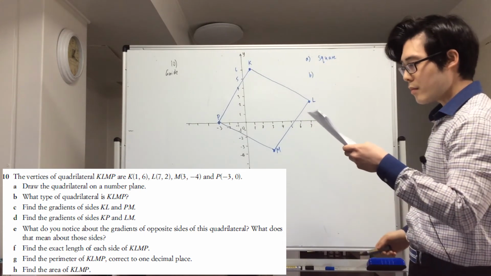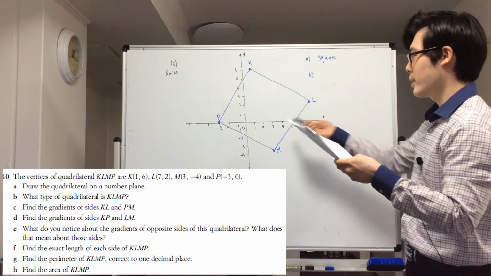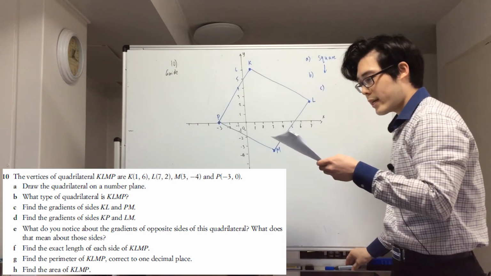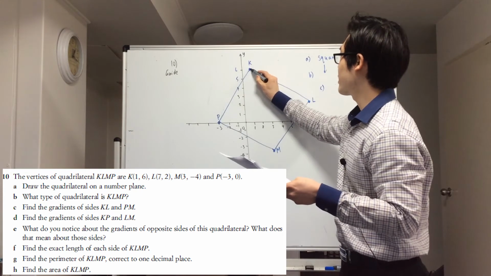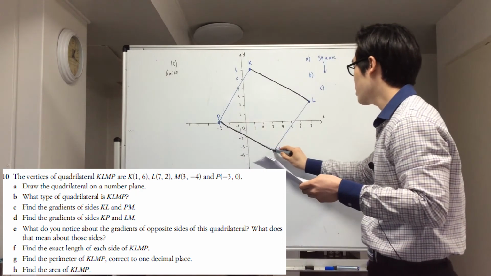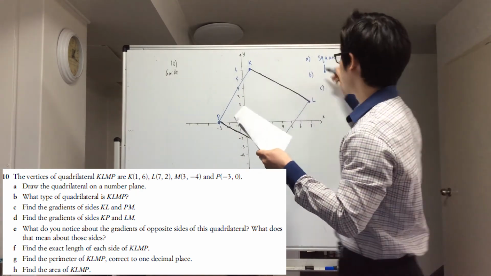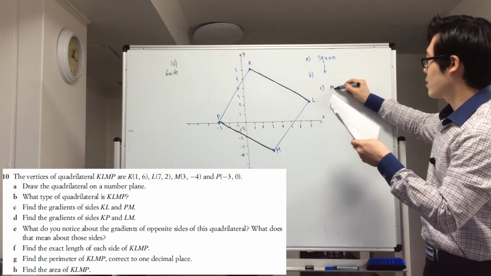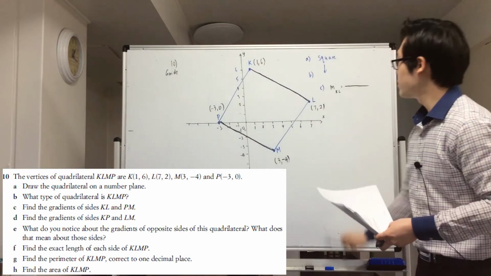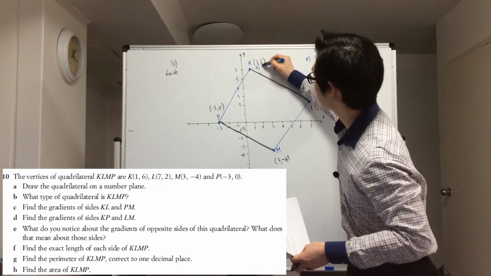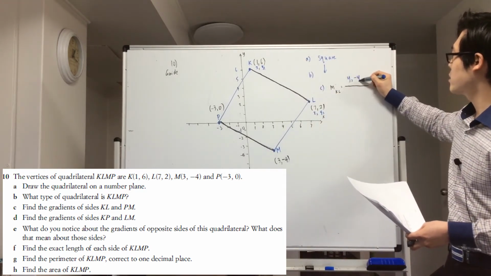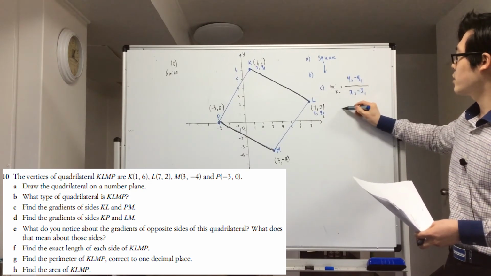So if you did it accurately on your grid paper, you'll find that it is actually a square. Question B, draw the quadrilateral, I've done that. Question B, yeah, that's a square, okay? Question C, find the gradients of sides KL and PM. So they want us to find the gradient of that and find the gradient of PM. I won't go through in detail, but if I want to find the gradient of KL, let me write down the coordinates. To find the gradient of KL, label x1, y1, x2, y2. And remember the gradient formula was this? Okay, so I'll do the first one.